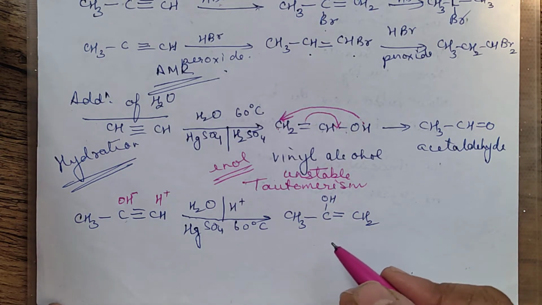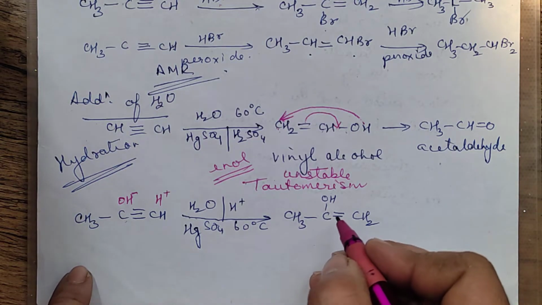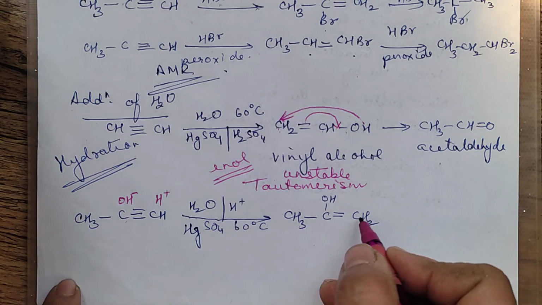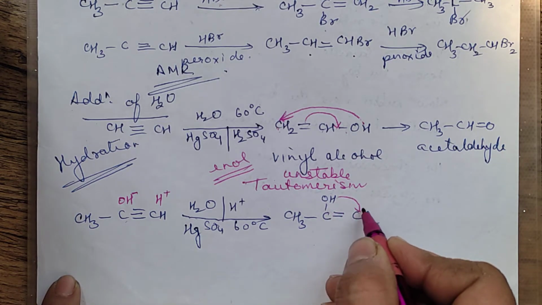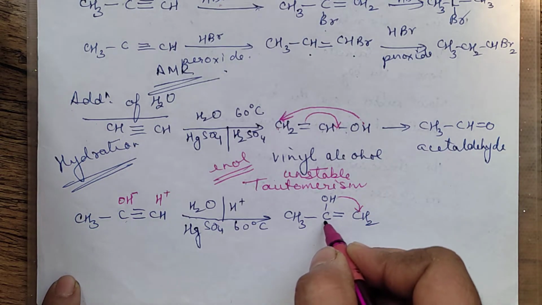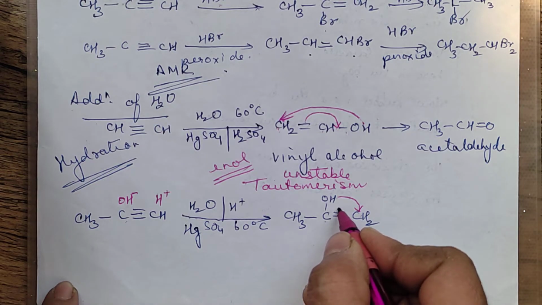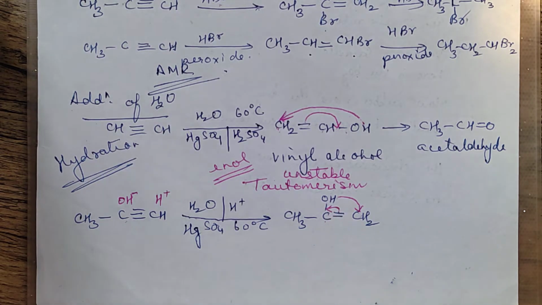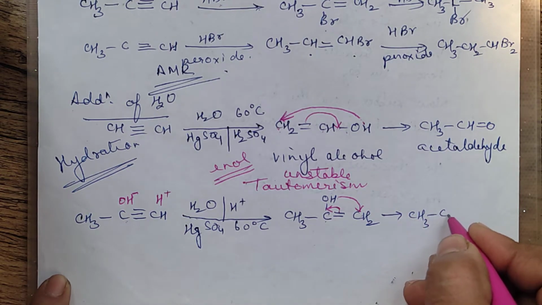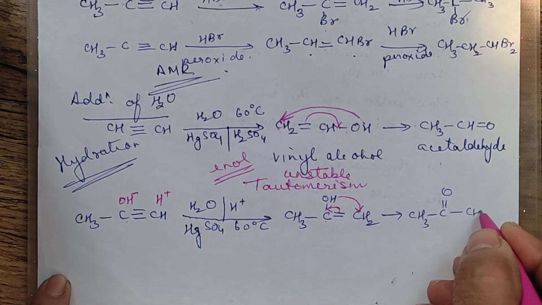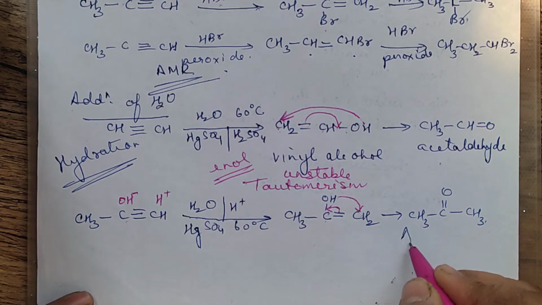Even this is not a stable product. So again, it will undergo tautomerism. These are the two carbon atoms bearing the double bond. OH is present here. From here H will go to the other carbon atom, not the one where it is already present. When this goes here, the valency of this carbon is disturbed, so the pi bond will shift to between carbon and oxygen. So what you get is CH3, C double bond O, CH3. So this is acetone.